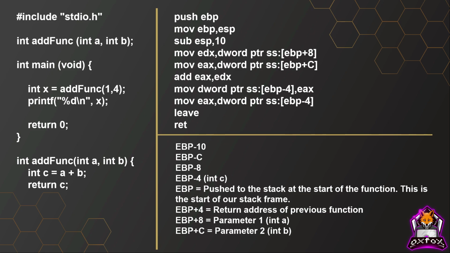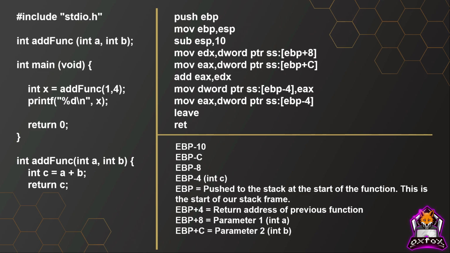We then have mov EAX, EBP plus C, which is the same as above, although we're now referencing EBP plus C, which is int B, the value 4, and we're moving that into the EAX register. We then have the addition, so we have add EAX, EDX, which, like I said, performs the addition and stores the result in the EAX register. We then have mov EBP minus 4, EAX, and here we're moving the result stored in EAX into a local variable, which is int C.